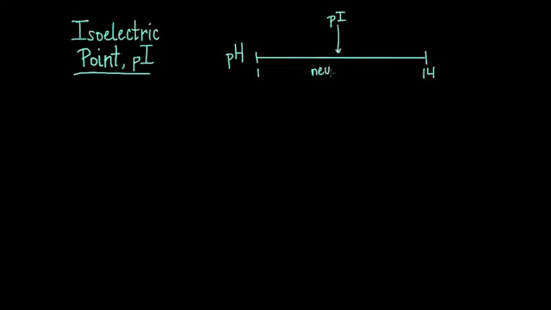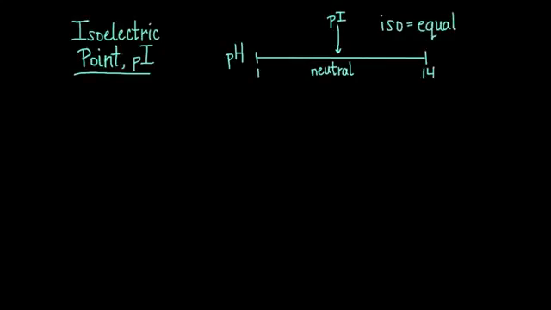Hey, so we're going to be talking about the isoelectric point, or PI as it's abbreviated. Now, the isoelectric point is the point along the pH scale at which a molecule, and in this case we're going to be talking about an amino acid, exists in a neutral form with zero charge. In other words, it is neither positively nor negatively charged overall. It is isoelectric. And iso means equal.